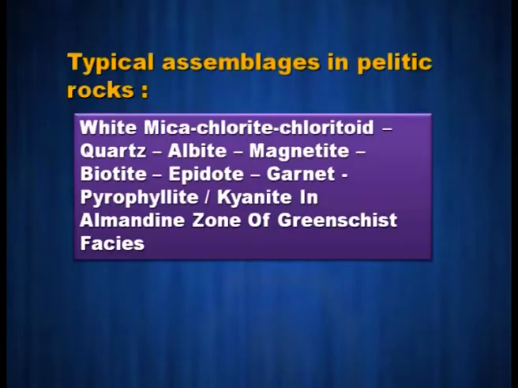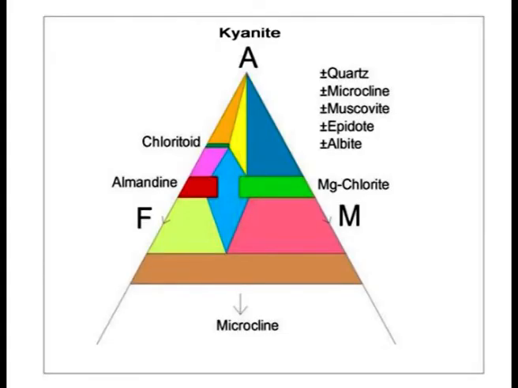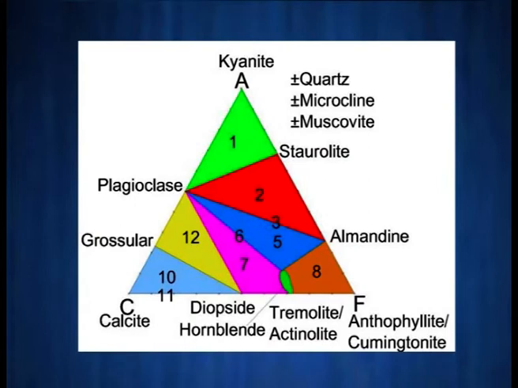Typical assemblages in pelitic rocks include white mica, chlorite, chloritoid, quartz, albite, magnetite, biotite, epidote, garnet, pyrophyllite, and kyanite in an almandine zone of Greenschist facies. The Greenschist-Amphibolite facies boundary is a broad zone. The disappearance of albite marks the maximum upper limit of the Greenschist facies. Thus albite, like pyrophyllite, is absent from Amphibolite facies rock.